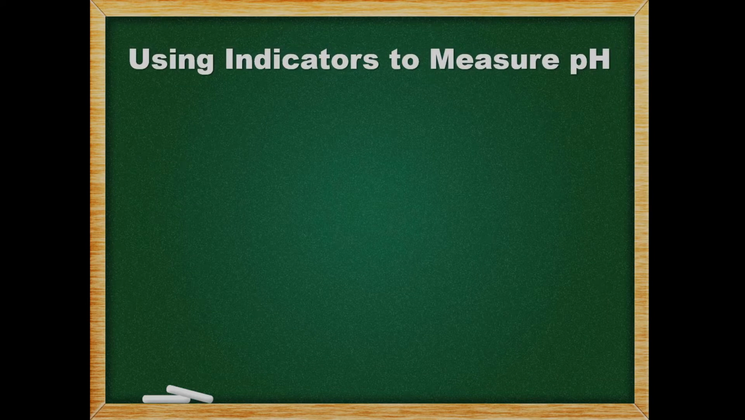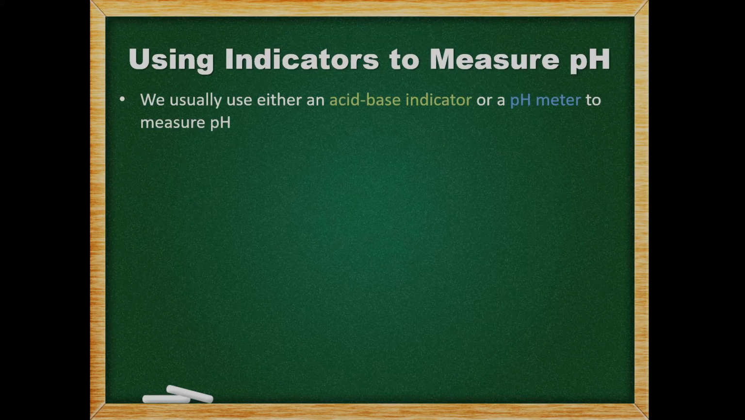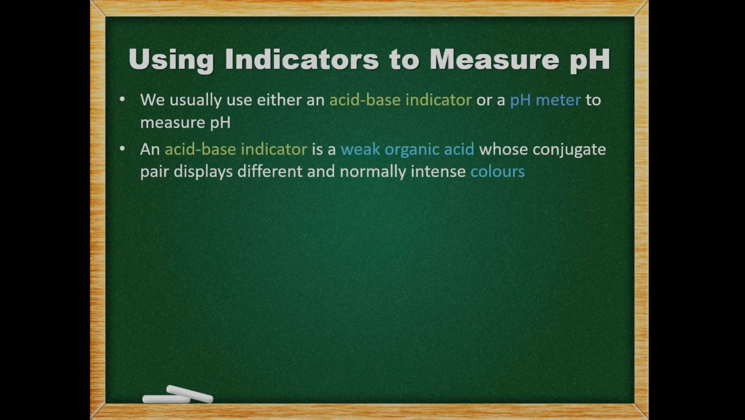We usually use either an acid-base indicator or pH meter to measure the pH of a solution. An acid-base indicator is a weak organic acid that is usually monoprotic and whose conjugate pair displays different intense colors. Here is a typical equilibrium for an indicator. The acidic form has an extra proton and is on the left, while the basic form is on the right.